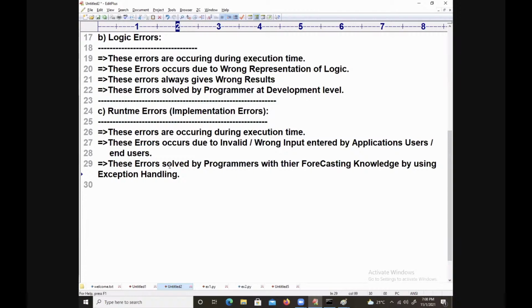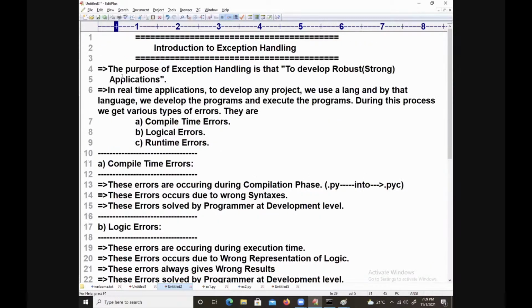By giving user-friendly error messages, will you say the application is robust? By giving technical error messages, will you say robust? No. By giving user-friendly error messages, you say robust. That's why the purpose of exception handling is to develop which applications? Robust applications, strong applications we can call.